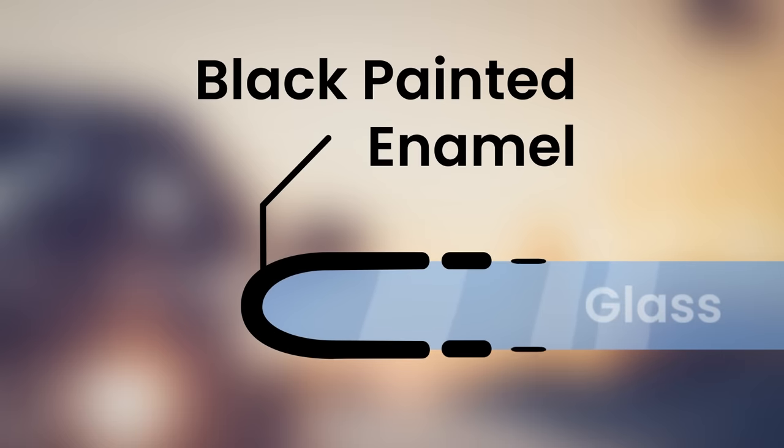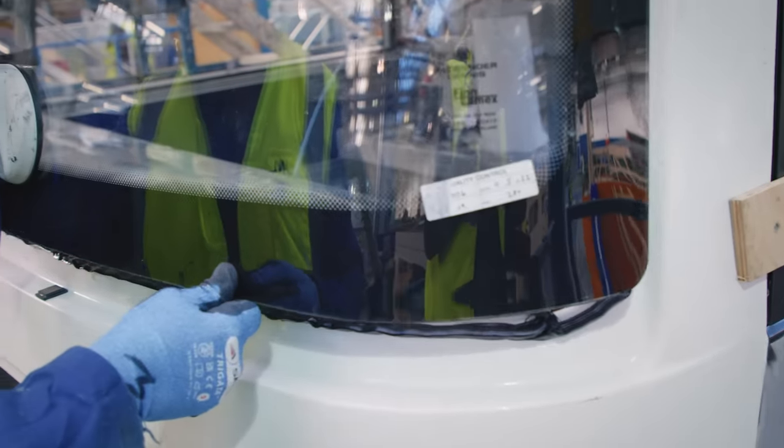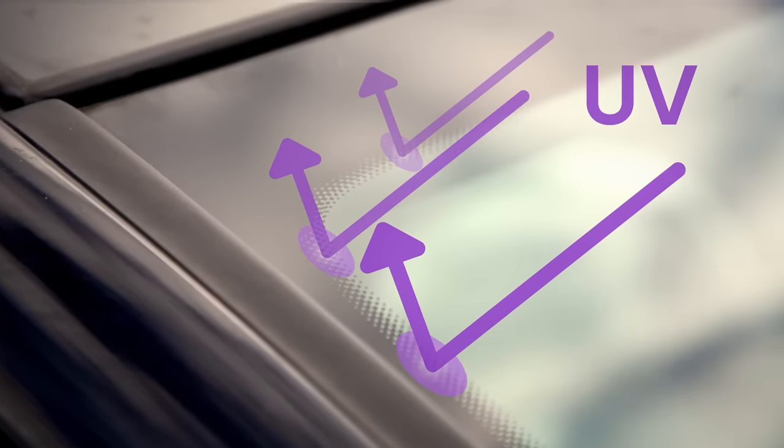The dots and black band running around the edge of your windshield is called a fret. It is black painted enamel that is baked on both sides of the glass around the borders of the windshield, and it has several purposes. The fret that's on the inner side of the windshield serves as a contact point between the glass and the car frame, and helps provide a stronger bond. The fret that's on the outside acts as a shield against UV radiation to protect the adhesive bond.